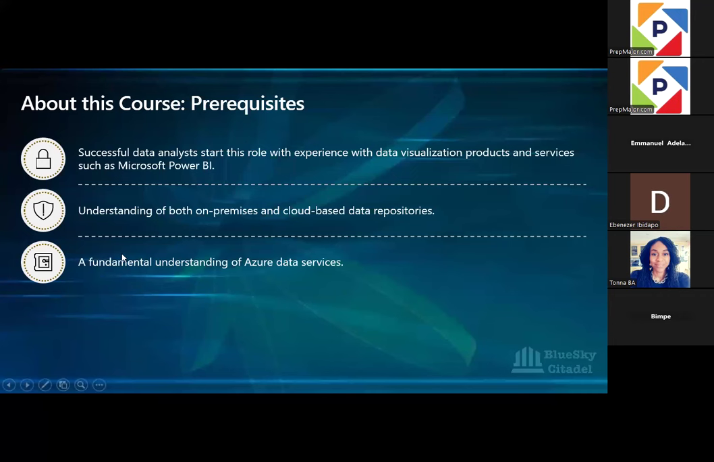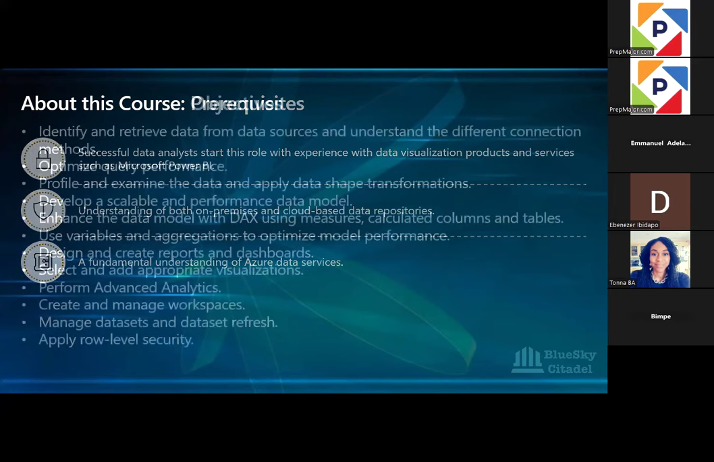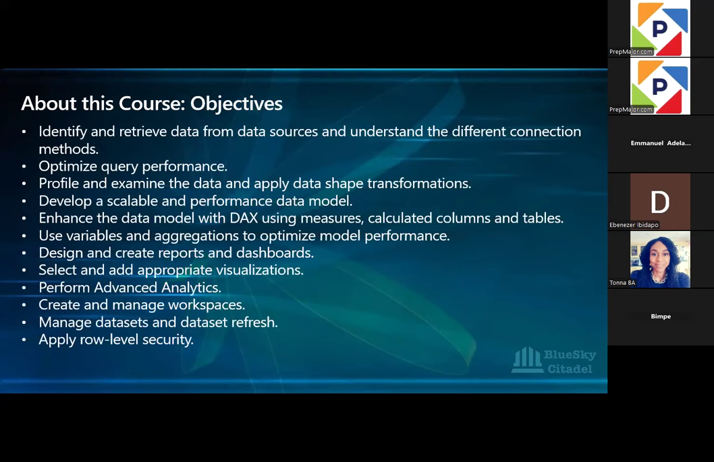Okay. Let me share screen. Now, the next thing is understanding of both on-premise and cloud-based data repositories. I know some of us, if you have not done cloud, you might have heard of it, pushing your information into data. Okay? Then a fundamental understanding of Azure data services. These are what we will see in this course. Any question, please?